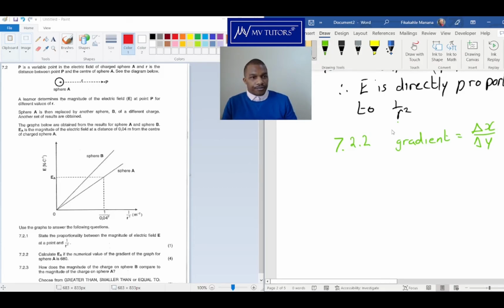We would be wrong if we did that. It's the change in y over the change in x. You must always correct your wrong answers. So the gradient is given here, with a point of magnitude E. Calculate the numerical value of the gradient of the graph for sphere A, which is 680.